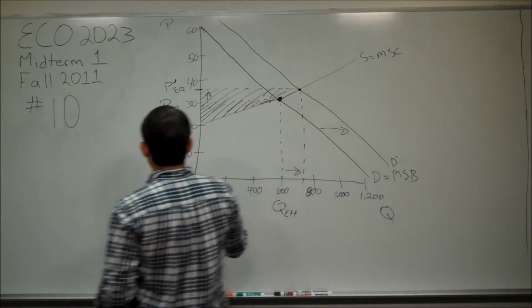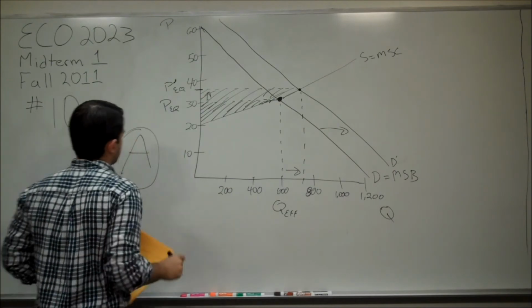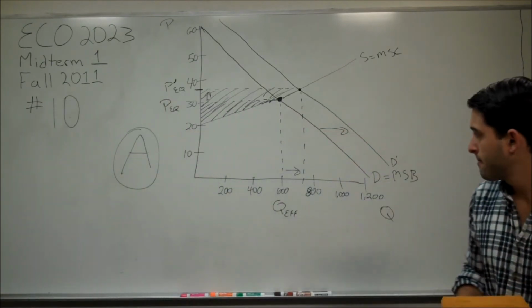So the answer is that both the quantity and the producer surplus increase when the population increases. That's the answer.